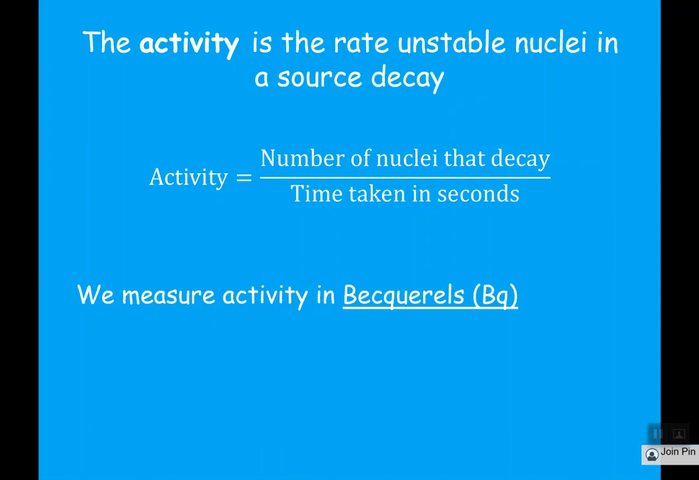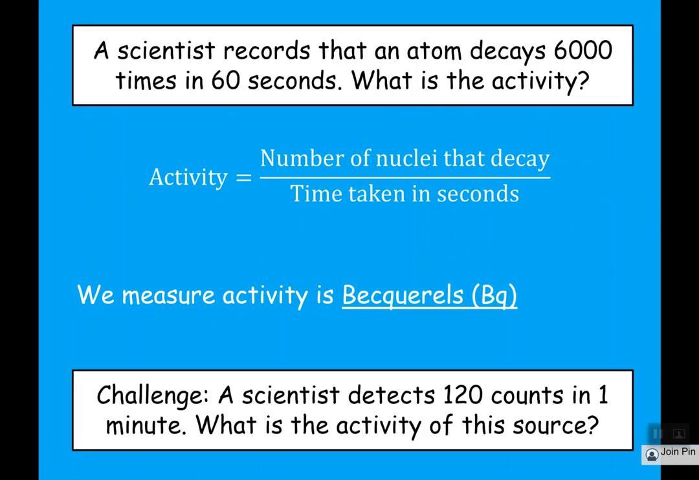Now, when we're looking at when something decays, we look at this thing called activity. Activity is the rate unstable nuclei decay. Rate is a word that AQA love. Rate means how much in a certain amount of time. So if you look at the equation here for activity, it's the number of nuclei decaying divided by the time in seconds. Now the unit is called a becquerel, capital B, little q. You are not given this equation, so you need to remember it. So the activity is the rate that unstable nuclei decay.